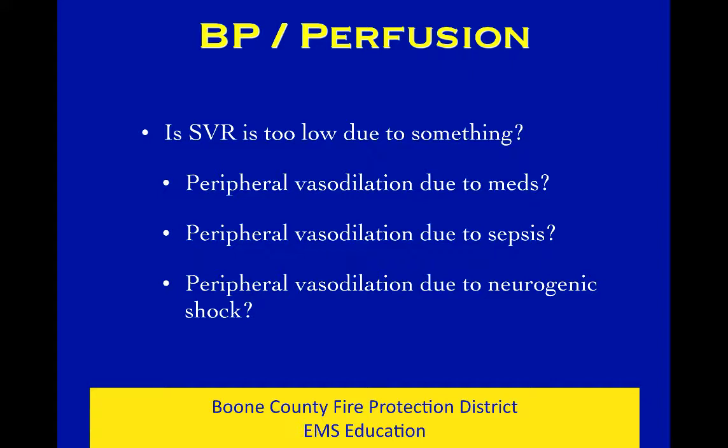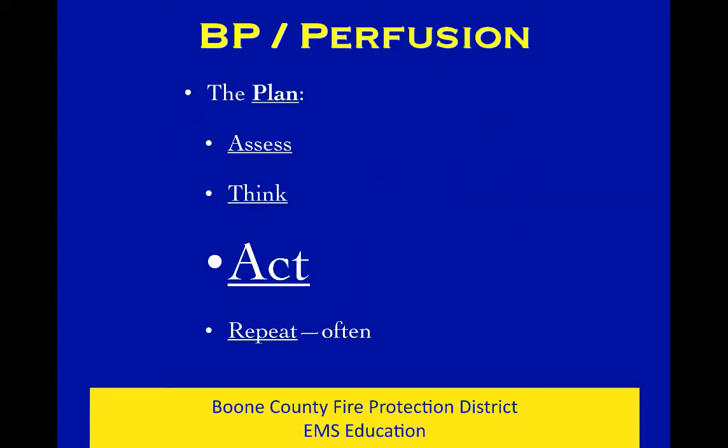Then another possibility would be a neurogenic shock situation where the container is inappropriately large. Blood vessels are no longer receiving commands to stay somewhat constricted. They dilate, and you end up with a very large container and therefore reduced SVR, reduced preload, and now you've got a problem with pressure.